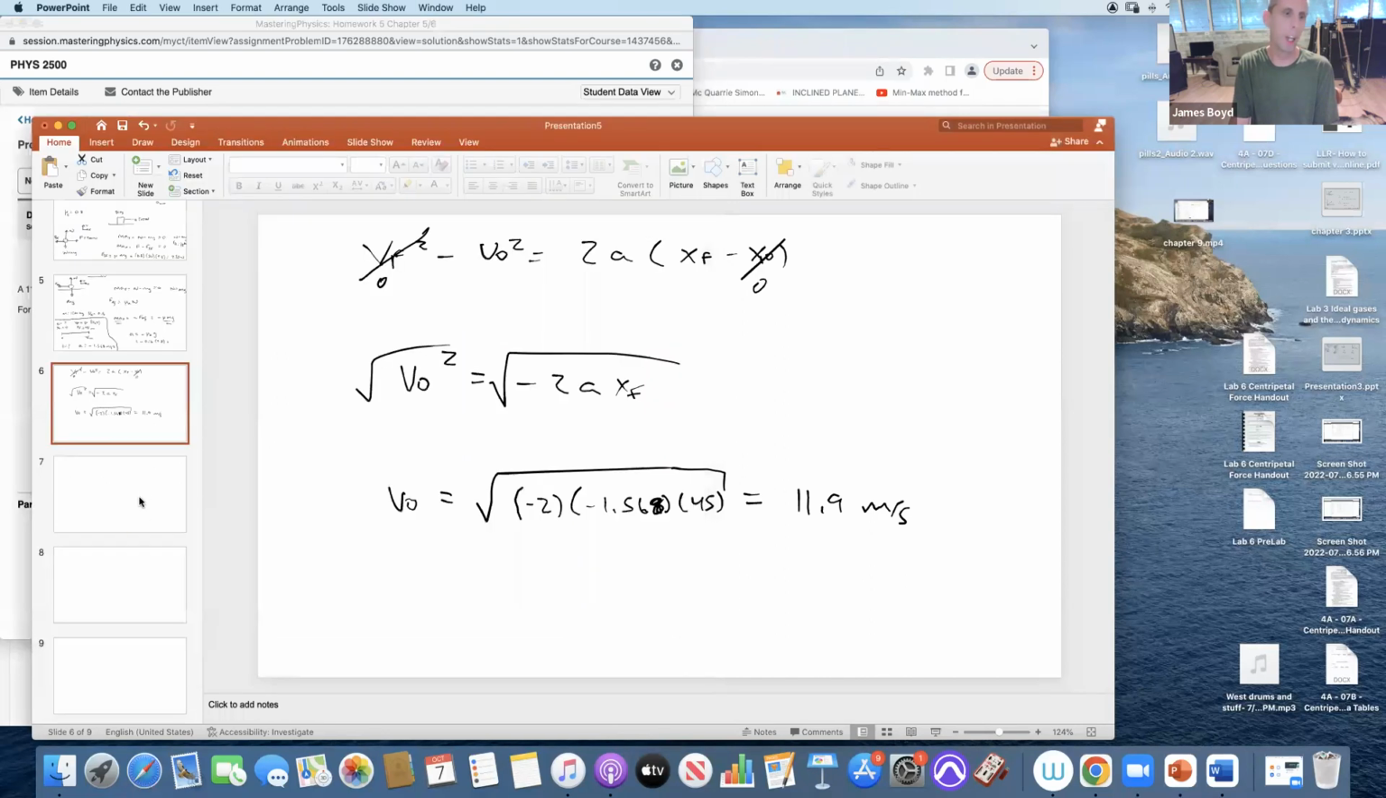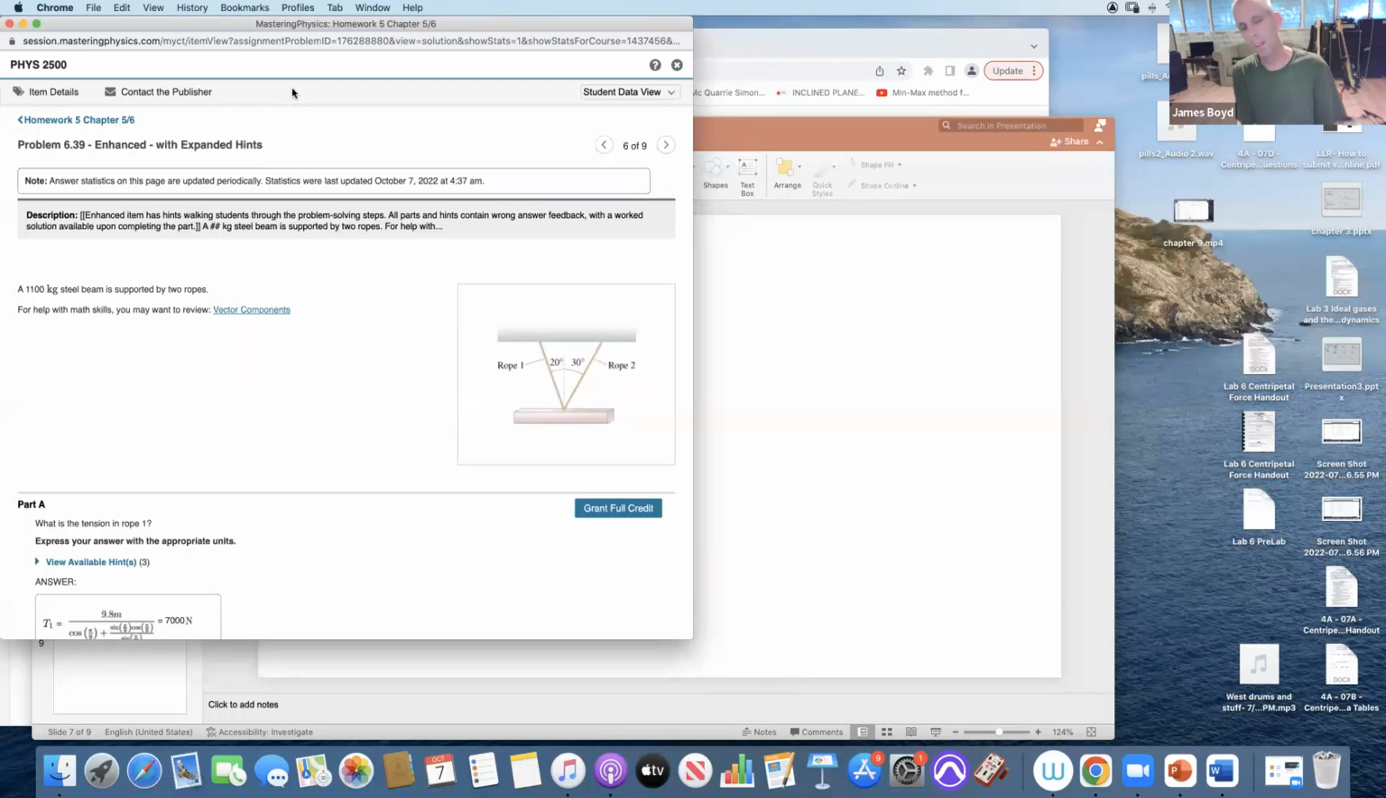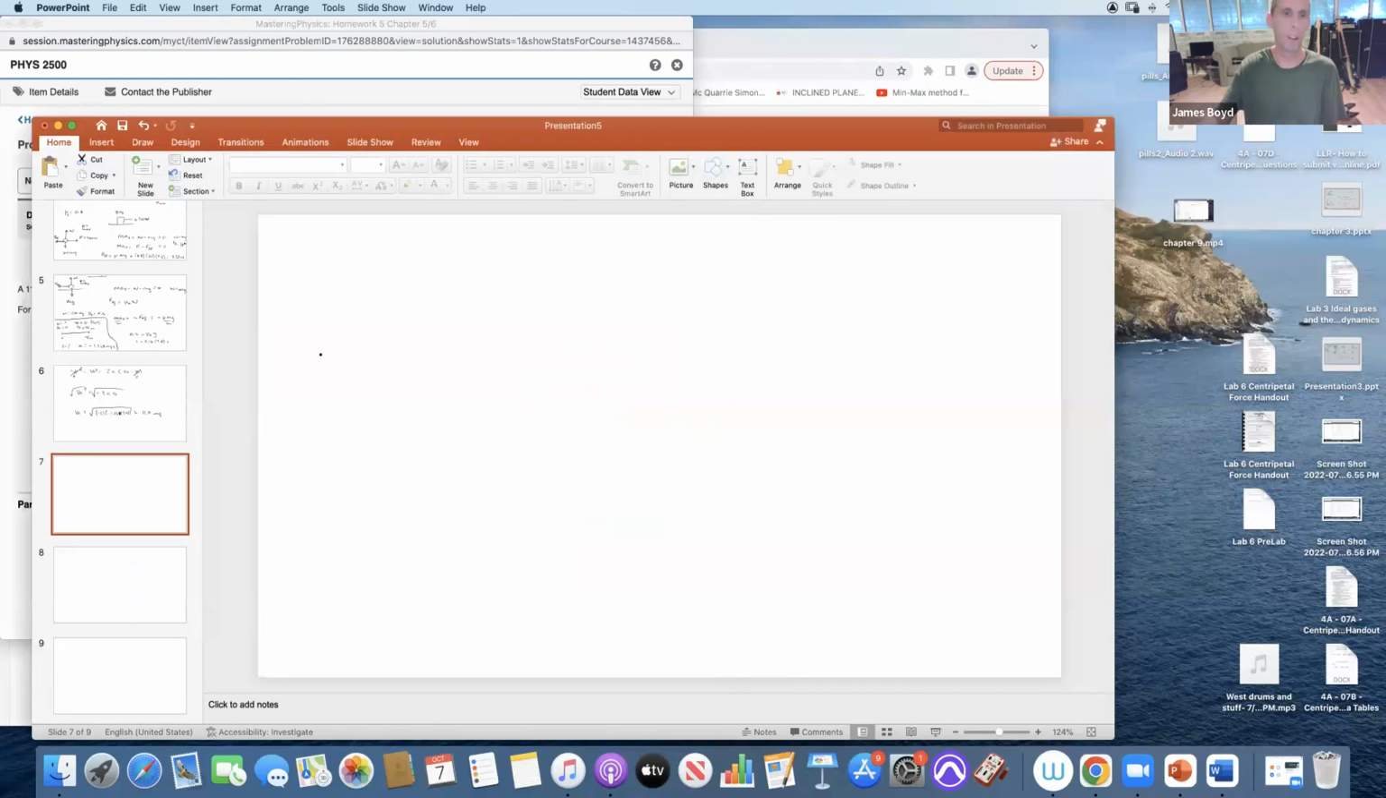Now, this is something we haven't talked about a lot. We may talk about it more later with certain problems, particularly ones where we have torque. But in this problem, we are in equilibrium. And what that means is nothing's moving. There's no x acceleration, there's no angular acceleration. We're told that there are two ropes holding an 1,100 kilogram steel beam, one at 20 and one at 30. So let's just draw that really fast. This is 1,100 kilograms, and there's two ropes here.